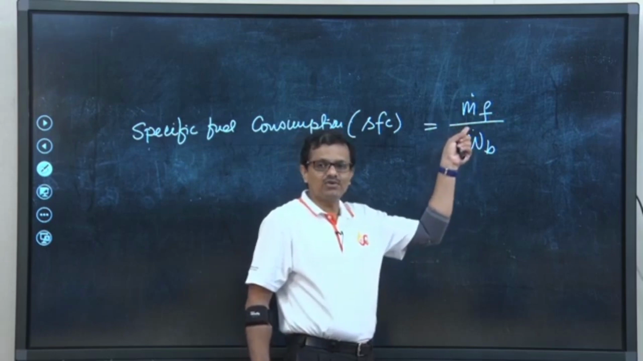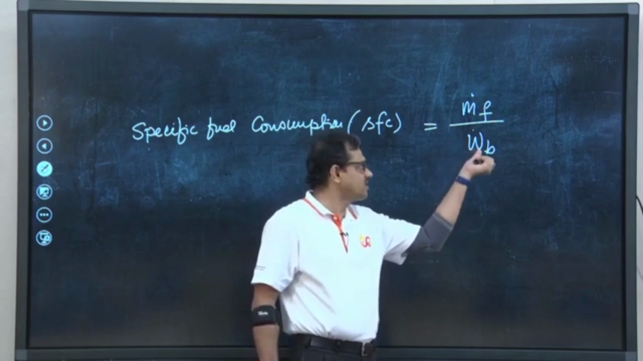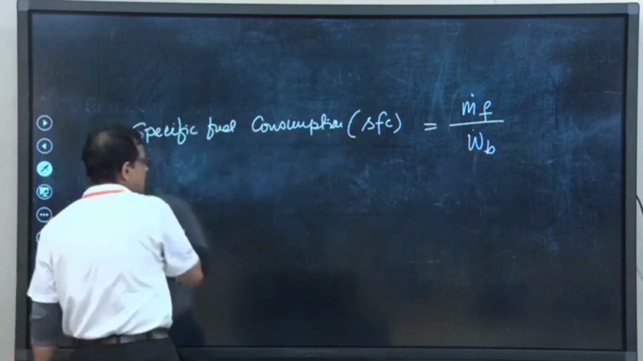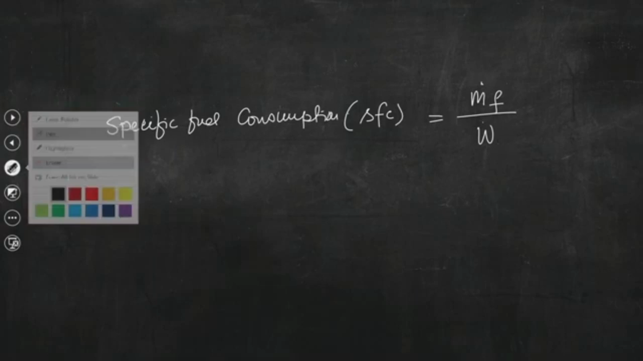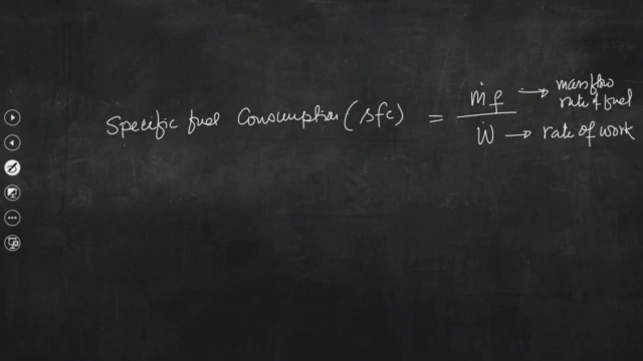So, the amount of fuel that we are supplying, though the actual amount of work produced inside the cylinder is higher than this brake work, we are actually getting W B. Okay. So, let us now remove this B. So, this is W dot, that is rate of work, that is power, and m dot F is the mass flow rate of fuel, right. So, this is the generic form.